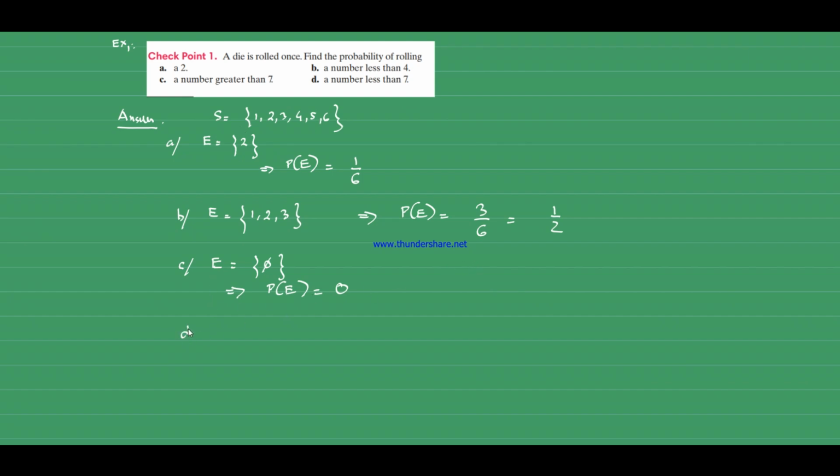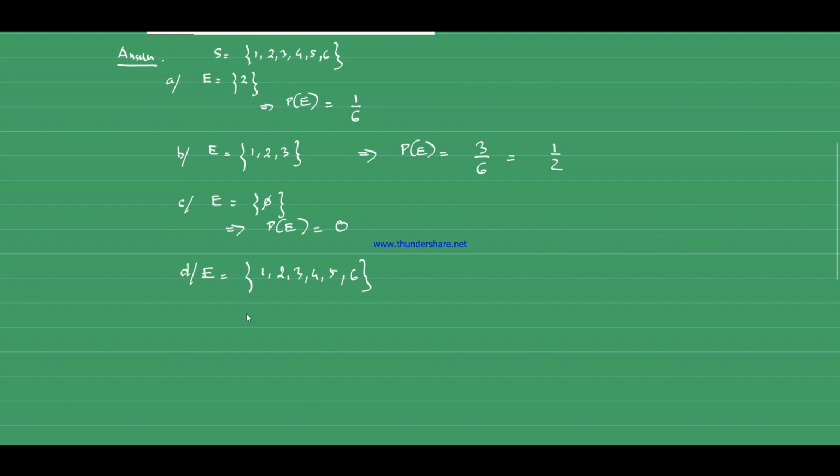And for part D, for the event now, let's see how many numbers are less than 7. So it'll be 1, 2, 3, 4, 5, 6. Okay, then the probability for this event will be 6 over 6. So the probability will be 1.